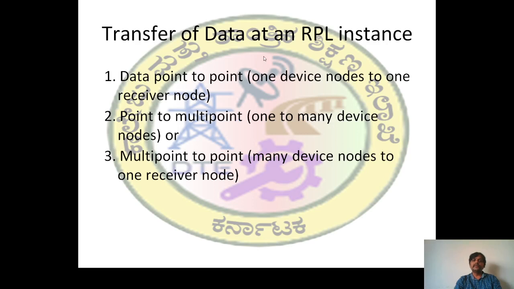Transfer of data in an RPL instance. Data can be transferred from point to point, that is from one device node to one receiver. Or we can transfer the data from one device to many devices, that is point to multi-point. Or the data can be transferred from many devices to one receiver, that is multi-point to point.